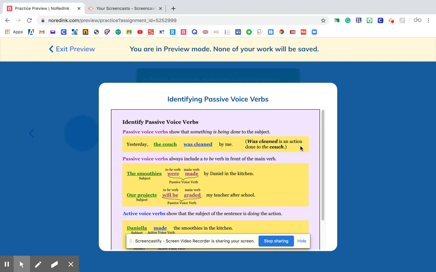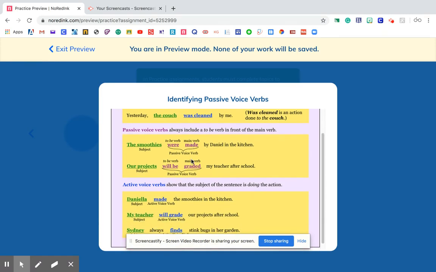Was cleaned is the action that is being done to the couch. The couch is the subject of that sentence. So our passive voice verb would be was cleaned. It also says passive voice verbs always include a to be verb in front of the main verb. The main verb is describing what is being done. The to be verb is like was, were, will be. Those are to be verbs.